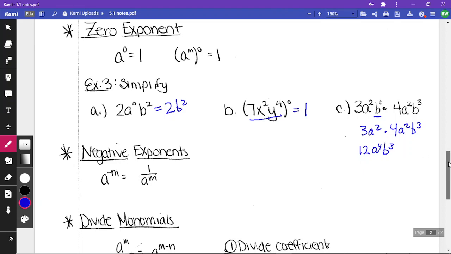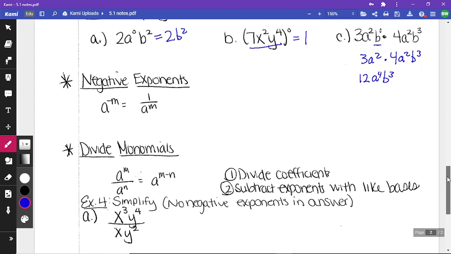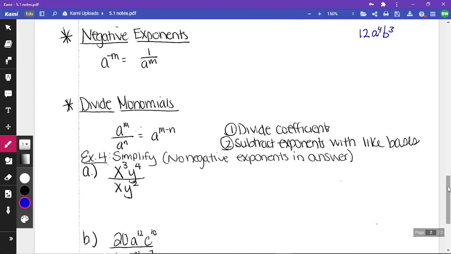Okay, we have to learn how to deal with negative exponents, and this is by definition: a to the power of negative m means 1 over a to the m power.